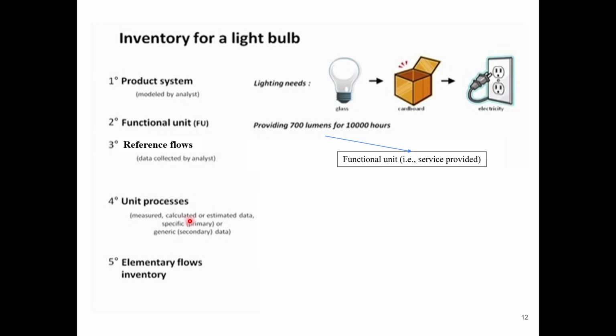It can be measured, calculated, or estimated data, and it can be both primary as well as secondary. Primary data is specific data intended for the particular product, and secondary data is general, generic data. We'll find this out when we discuss further.